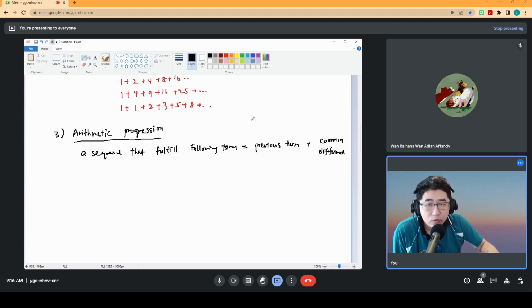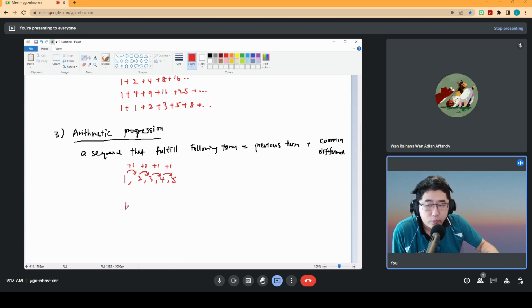Okay, so if we look at the example, I have 1, 2, 3, 4, 5. For the next term, the following term, 2 is the previous number adding by 1. The 2 to 3 is adding by 1. 3 to 4 is adding by 1. 4 to 5 is adding by 1. Therefore, this is arithmetic.